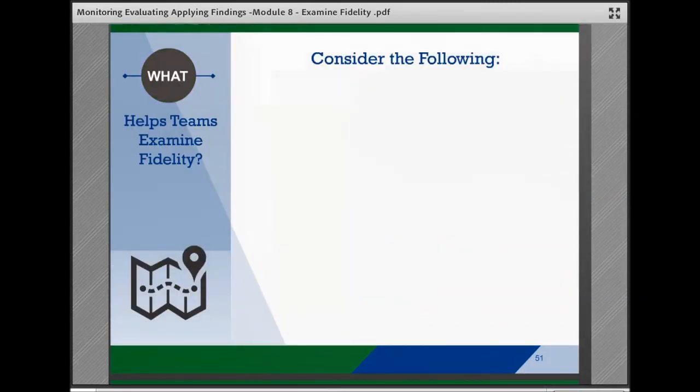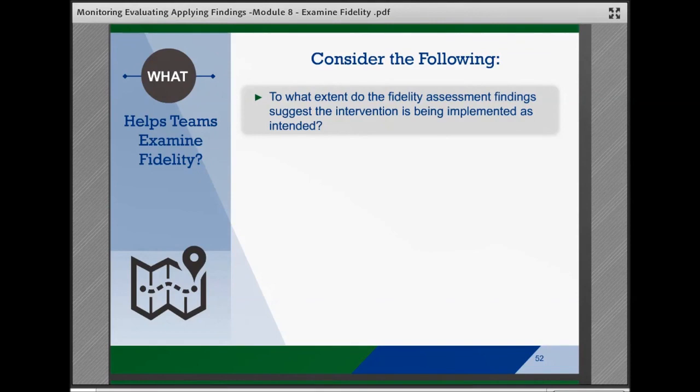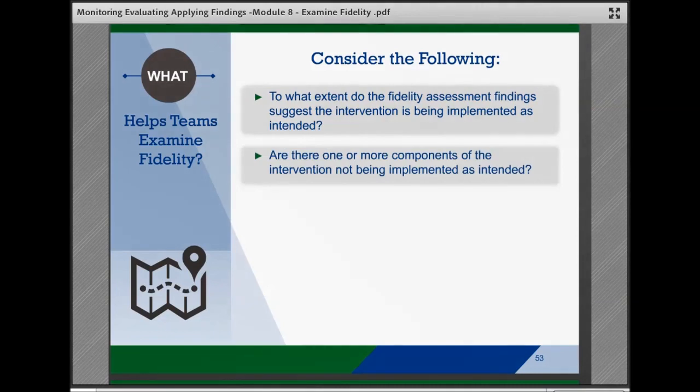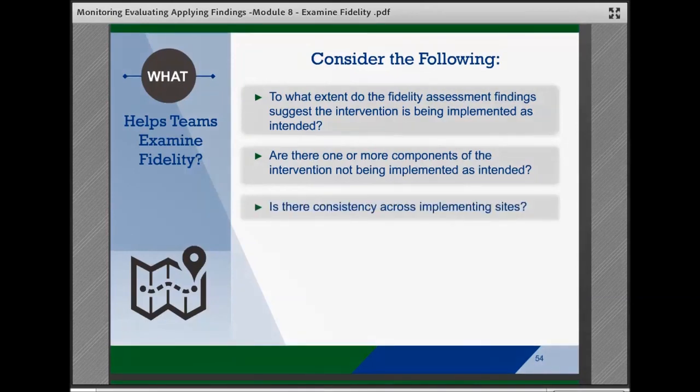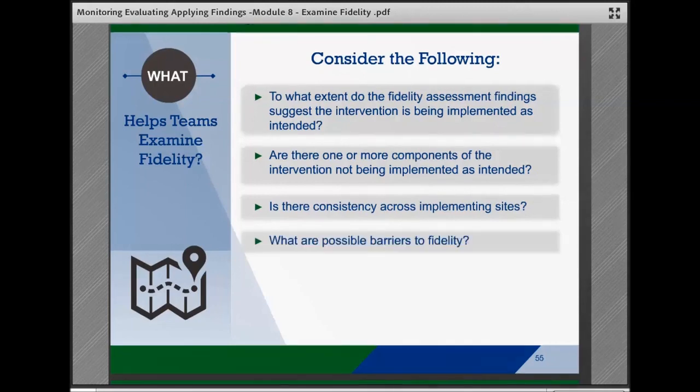To examine fidelity thoroughly, teams should use a range of sources to understand how their intervention is being implemented and whether there are improvements needed, and they should consider the following questions as a group. To what extent do the fidelity assessment findings suggest the intervention is being implemented as intended? Are there one or more components not being implemented as intended? If not, what are the reasons why? Is there consistency across implementation sites? If not, what supports might help improve this?